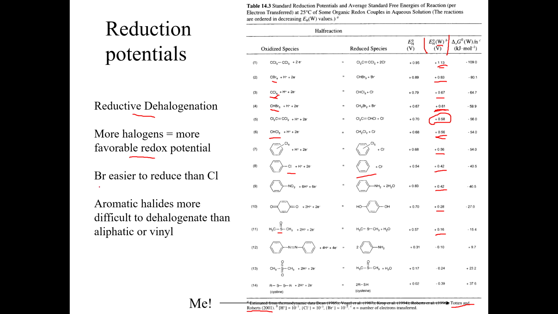And by the same token, bromine has a more favorable redox potential than chlorine. Here's carbon tetrabromide plus 0.83, carbon tetrachloride plus 0.67. So bromine is easier to reduce than chlorine. Not shown on this table, but fluorine is, by analogy, even more difficult to reduce than chlorine. So bromine is easier than chlorine, and chlorine is easier than fluorine. Aromatic halides are more difficult to degrade than the aliphatics. Aliphatics up here are the easiest, then the vinyl halides, and then the aromatic halides are a little bit less favorable.